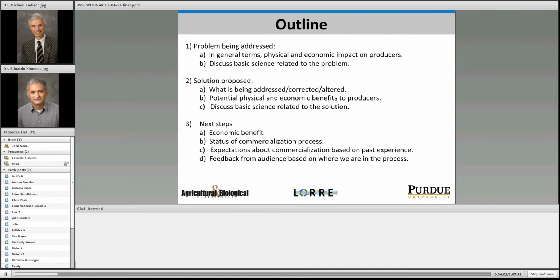We will cover what is being addressed and also the potential physical and economic benefits if this proves to be successful to the producers of food products, both meat, vegetables, and other types of foods. We will also discuss the basic science related to the solution, including the microbiology and some of the science behind obtaining successful microfiltration of complex biological fluids, which in this case are derived from stomach or homogenized foods.